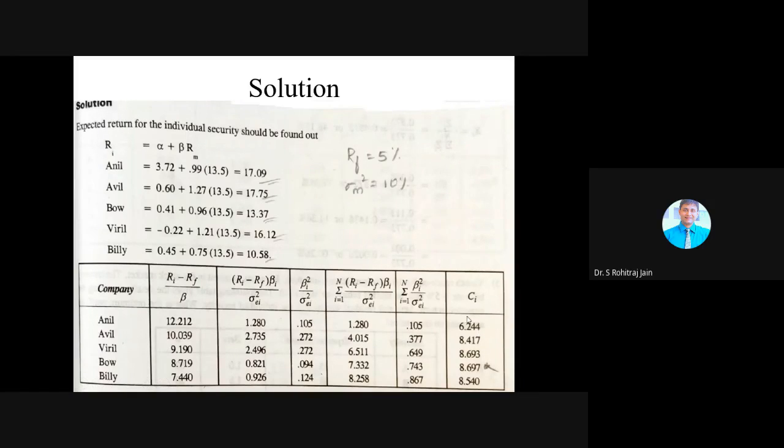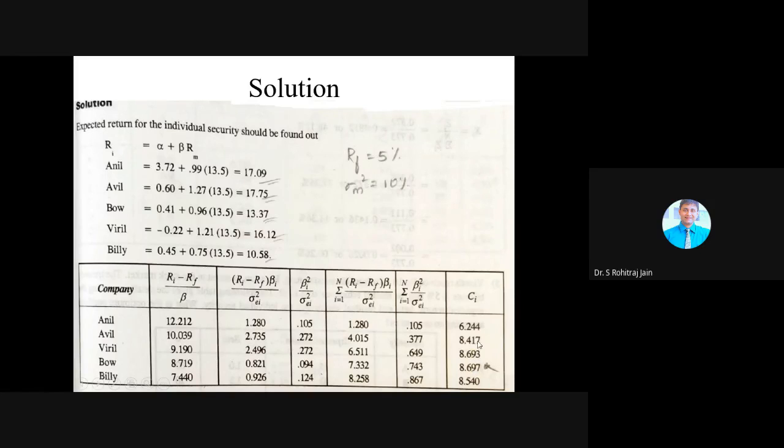Okay, so I need to find out the C, that is the cutoff value of each stock. Similarly, you need to calculate for Avil, Viril, Bow, and Billy. Okay, so for Avil we get 8.417. Then for Viril we get 8.693. For Bow we get 8.697.